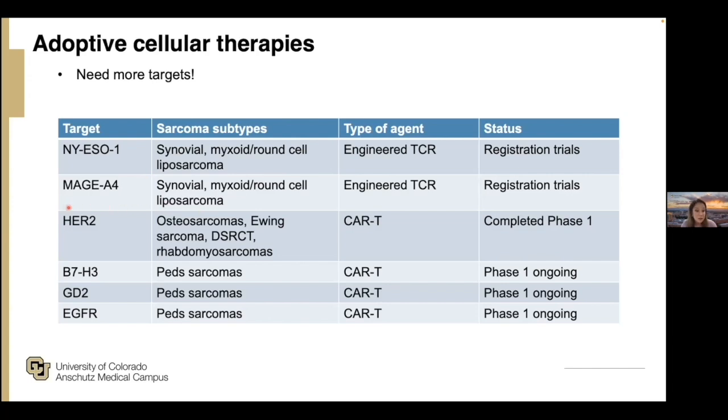CAR Ts are a little bit earlier on for sarcoma. There was a phase 1 trial completed with a HER2 CAR T cell, which actually showed better toxicity than older variations of HER2 CAR Ts where there was cardiotoxicity in the past. Again, primarily for pediatric sarcoma subtypes in this trial, but very interesting. And then there are 3 ongoing phase 1s that just opened up looking at B7H3 CARs, GD2, and EGFR CAR Ts for pediatric sarcomas primarily. And so really exciting to see the results of these trials over the next few years.